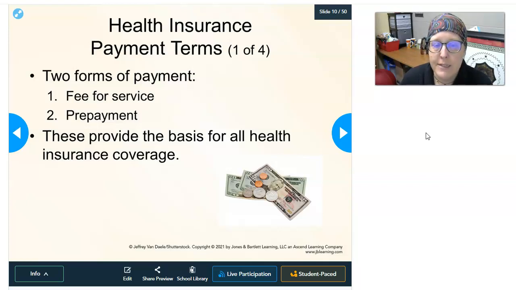Prepayment is a little bit different. Usually that one's more like a form of managed care, where let's say your clinic, your provider, is paid X amount of dollars a month for your care all year round, as long as you have that health plan.